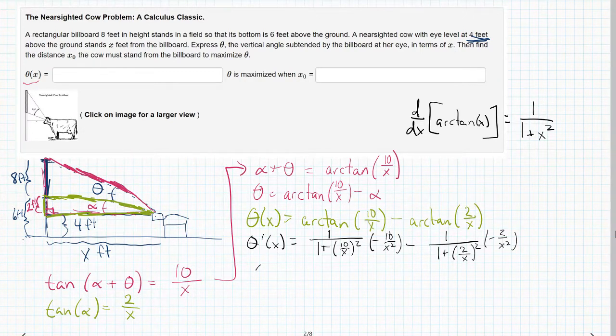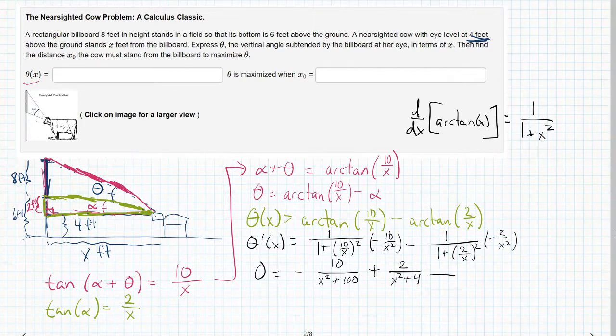So we get 0 equals, now let's simplify this a little bit. We're going to have negative, and then it'll be 10 over, when we multiply x squared on the bottom, we get x squared plus 100 over x squared. The x squareds will cancel in that second term, so this is x squared plus 100. Minus and minus makes plus. We'll have 2 over, now we'll take that x squared and multiply on through, that'll get us x squared plus 4 over x squared. The x squareds will cancel, and so you're left with that.